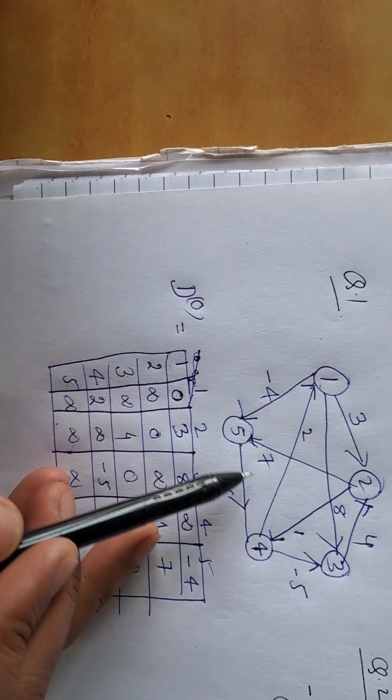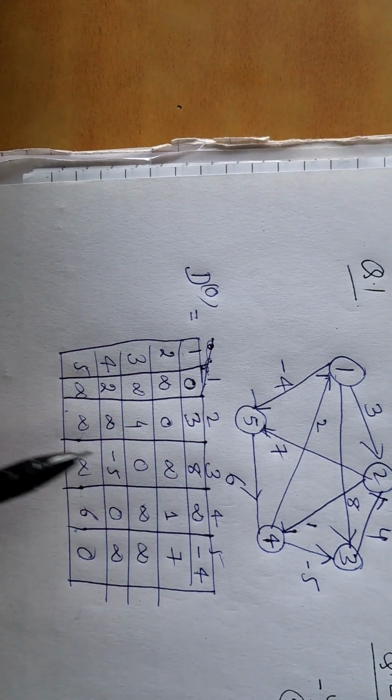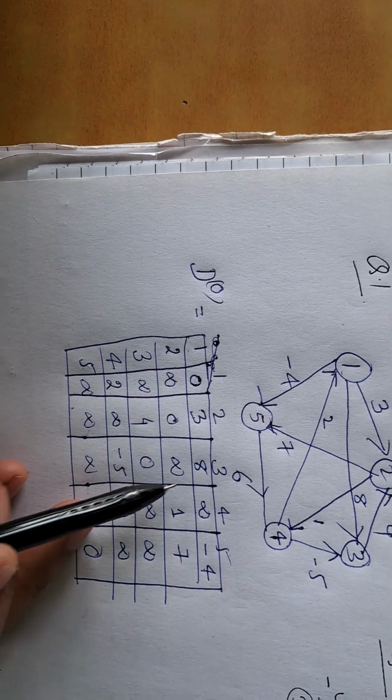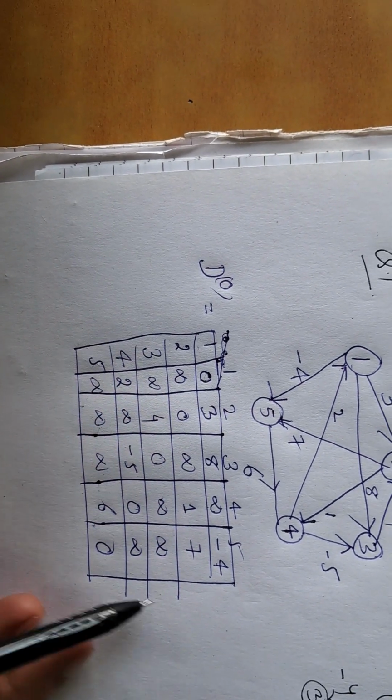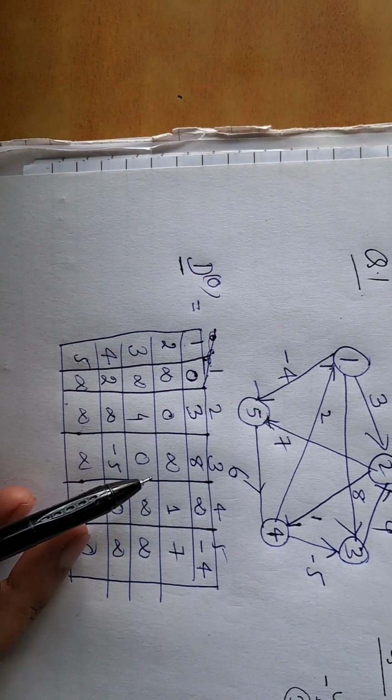So 1 to 4 is not directly reachable, so we will simply write infinity here. In the same way we will do it for the other vertices also. So this you have got as what? As an adjacency matrix, and that matrix is known as the D0 matrix.